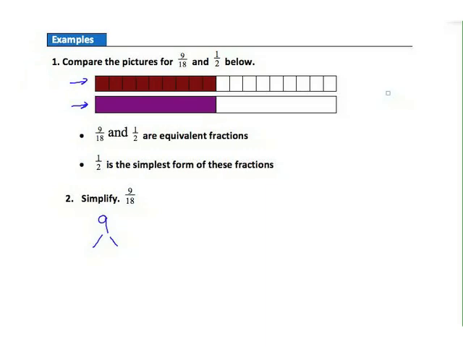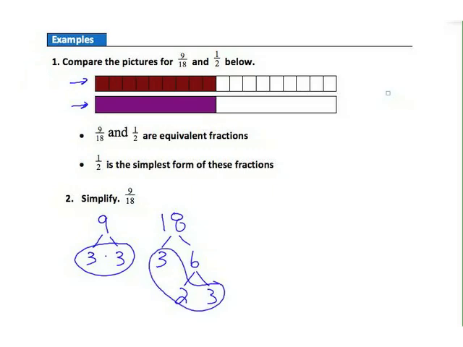I'm going to start with any two numbers that multiply together to give me 9. And I think right away 3 times 3. Both of those 3's are prime, so that is the prime factorization for 9. Now I'm going to do the same thing with 18. First two numbers that come to mind are 3 and 6. Well, 3 is a prime number, but 6 is not. So I'm going to go ahead and factor 6 again. And when I factor 6, I get 2 and 3. So there is my prime factorization for 18.